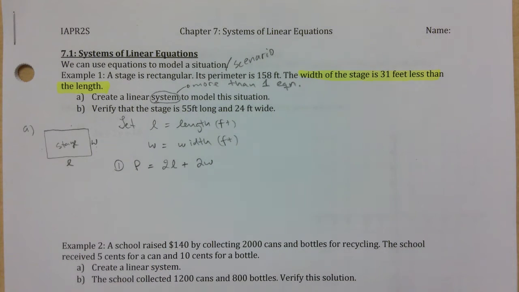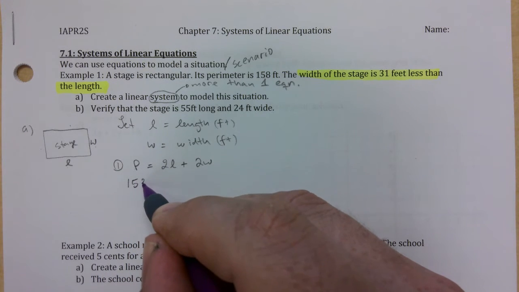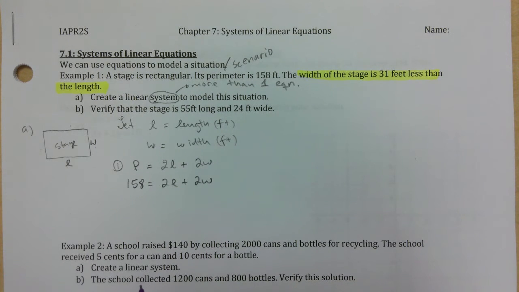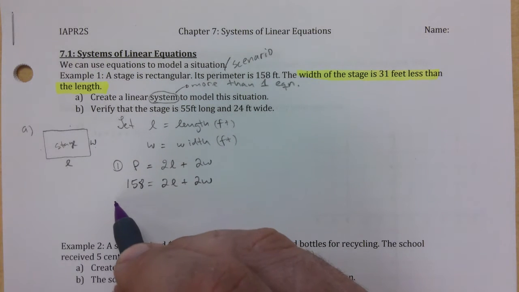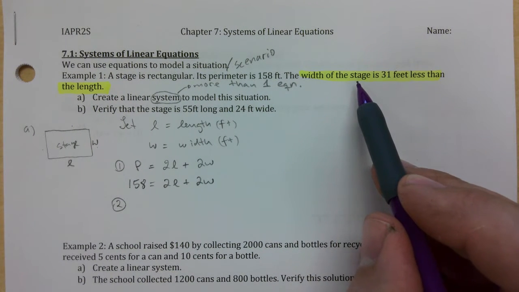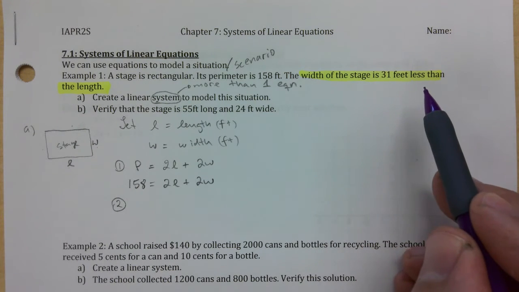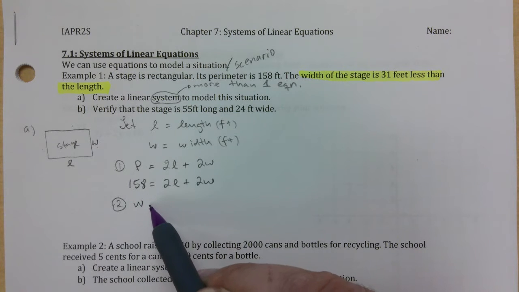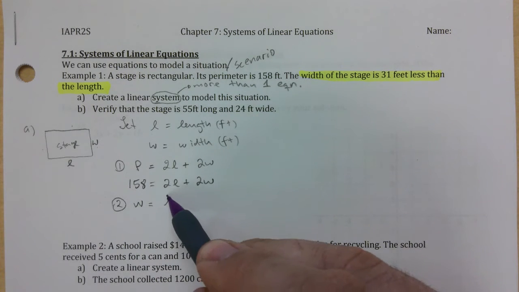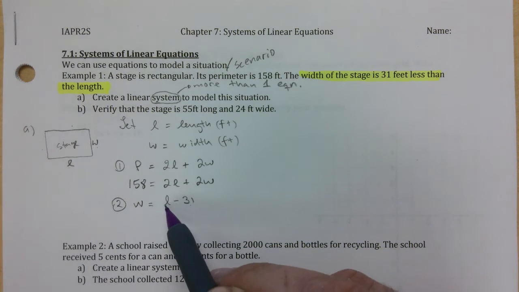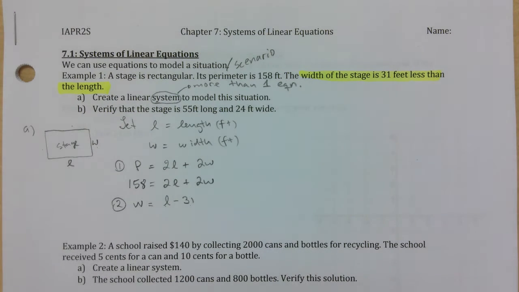So when you start with an equation, plug in what you know, right? Because you want to try to have only so many unknowns, right? So that's that. Our second equation is given to us actually by the question. The width of the stage is 31 feet less than the length. So you can read that and say, hey, the width of the stage is length minus 31, right? Because the width is 31 feet less than the length. So that's your second equation there.